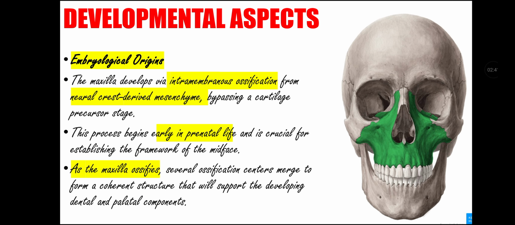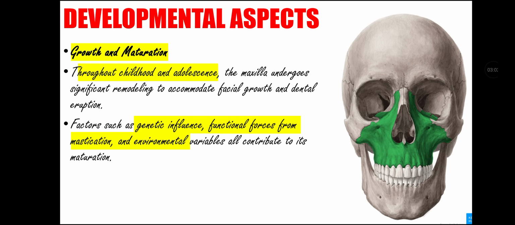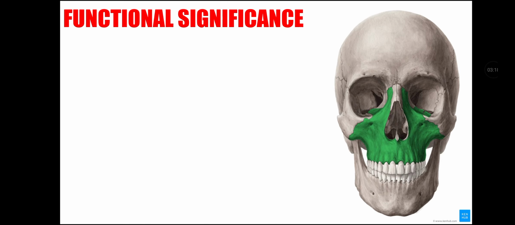As the maxilla ossifies, several ossification centers emerge to form a coherent structure that will support the developing dental and palatal components. Further talking about developmental aspects, we will talk about growth and maturation of the maxilla. Throughout childhood and adolescence, the maxilla undergoes significant remodeling to accommodate facial growth and dental eruption. Factors such as genetic influence, functional forces from mastication, and environmental variables all contribute to its maturation. Proper growth of the maxilla is essential. Any disruption during this phase may lead to malocclusion or craniofacial anomalies such as cleft palate or midfacial hypoplasia.